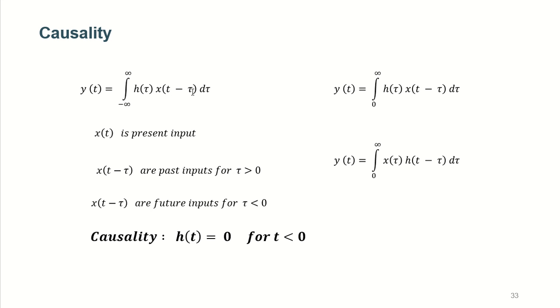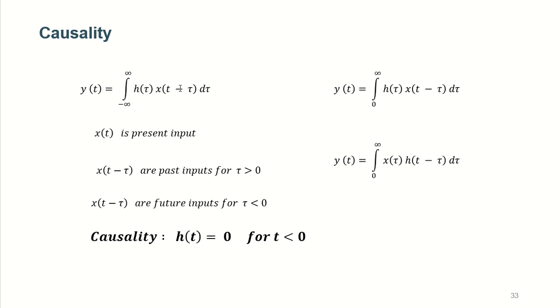Consider x of t minus tau is equal to 0 and the value of tau is -1. Now see, y of t is equal to h of -1. There is no t here, right? So your system is causal. Your output is not dependent on future input, right?